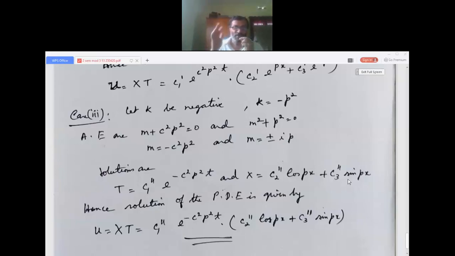As you know from module 1, how to solve ordinary differential equations. If you don't know, please tick it. When the college starts, I'll explain. You can come to me and ask the doubt, it will be cleared.